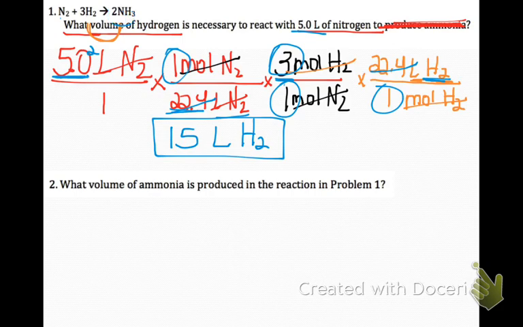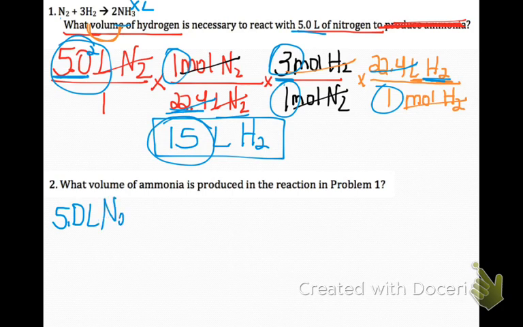So I'm going to erase some of those. I want to figure out how many liters of ammonia I'm going to produce, this is my unknown. To start off with, I can use the 5 liters of N2 or the 15 liters of H2, whichever one you prefer. I'm just going to do the 5 liters of H2. That's fine. Or excuse me, 5 liters of N2. I apologize. 5 liters of N2 over 1.